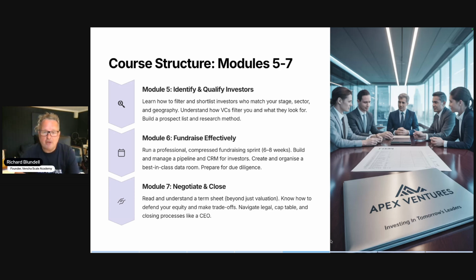Module 6 is fundraising effectively: how to run a professional, compressed fundraising sprint, no more than 6 to 8 weeks. We do not want this to dominate your life and stop you selling and building your product. A really, really good compressed fundraising sprint. We're going to build and manage a pipeline, and maybe even use a CRM for investors, so you know where you're at with every stage, with every investor that you've sent out.